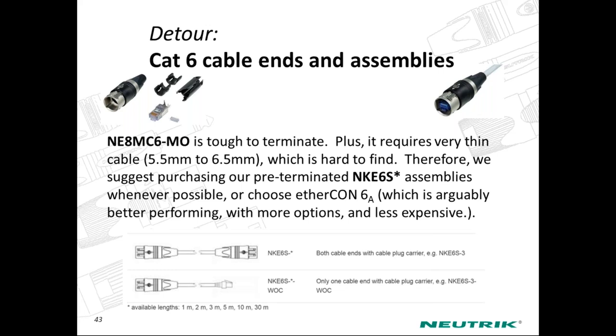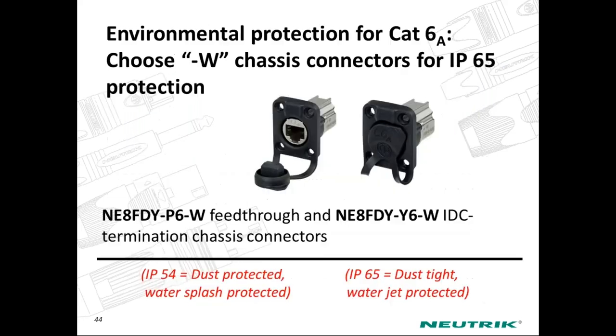And for that reason, we do have pre-terminated cable assemblies that are available for you to purchase. As I'm trying to show on the bottom of the slide, we sell those cable assemblies with the etherCON cable carrier on both sides, rugged on both sides, and also a different option where you've got the etherCON cable carrier on one side and a standard shielded RJ45 on the other. So these are some options for you. Okay, on the next page we're showing the dash W chassis connectors for IP protection for CAT6A.